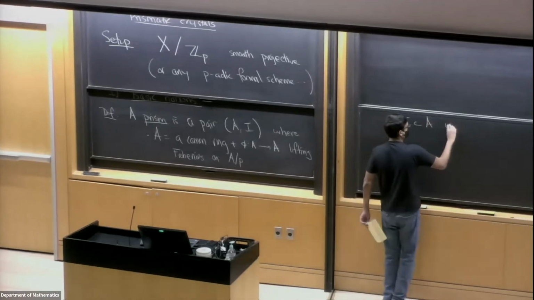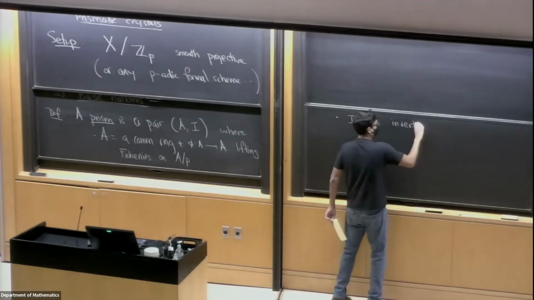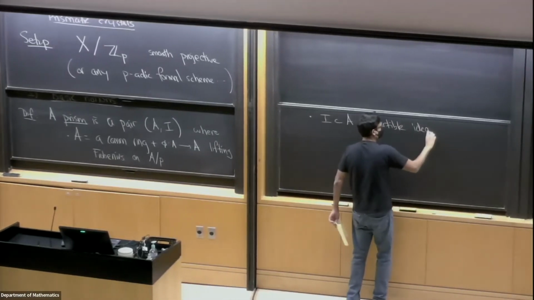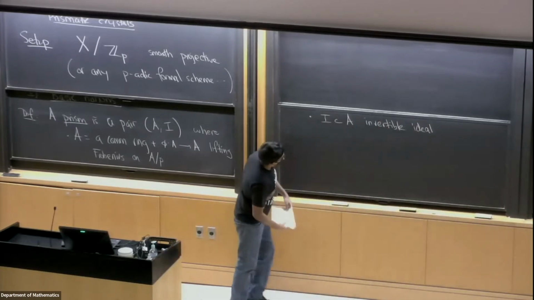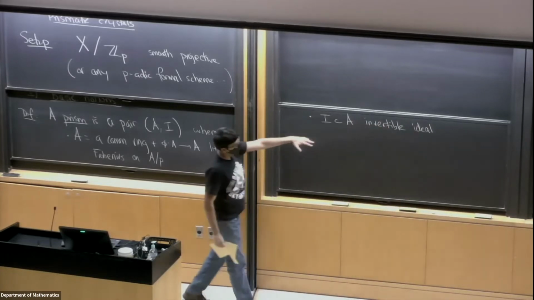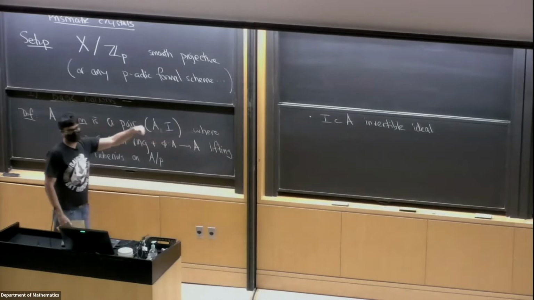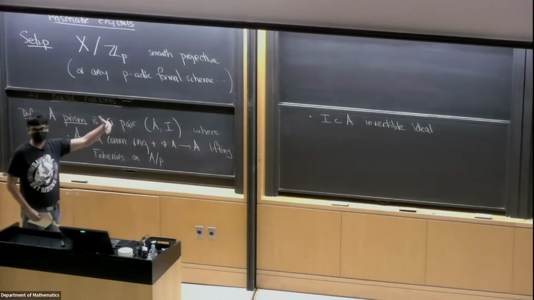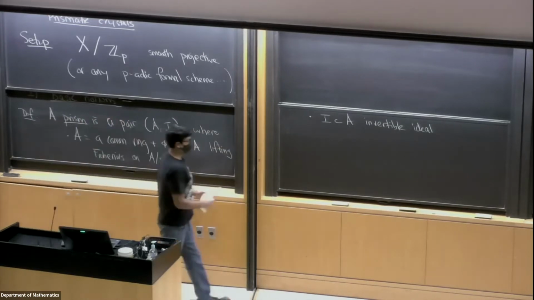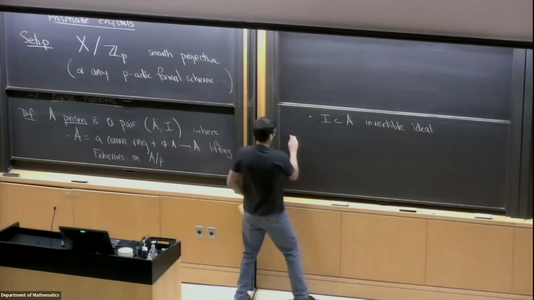So I is an invertible ideal. Invertible just means, if you don't know what this means, just pretend that it's generated by one element, and the element is a non-zero divisor. So it's kind of the simplest kind of ideal you can have in a commutative ring. And they satisfy these two conditions.